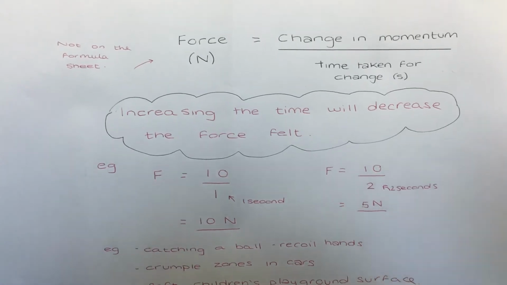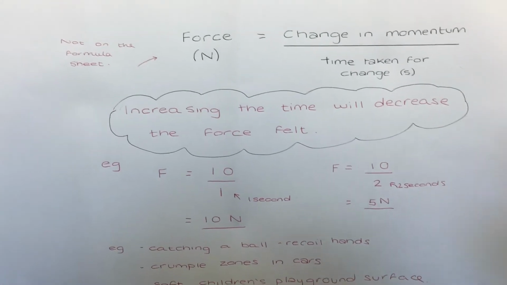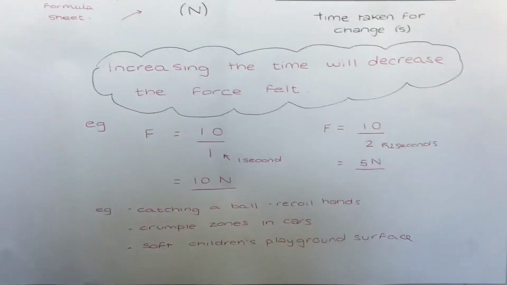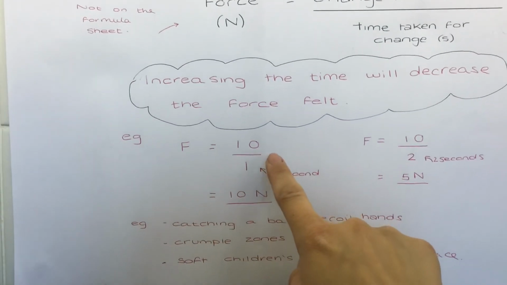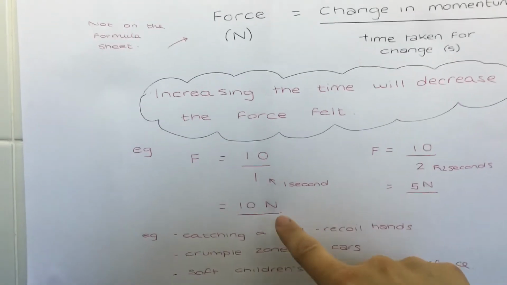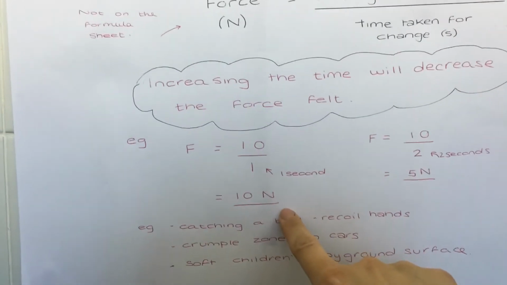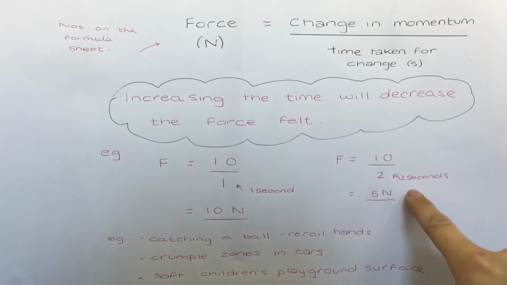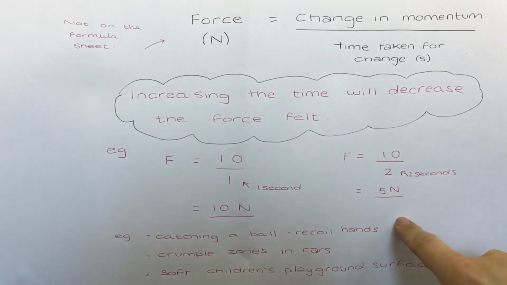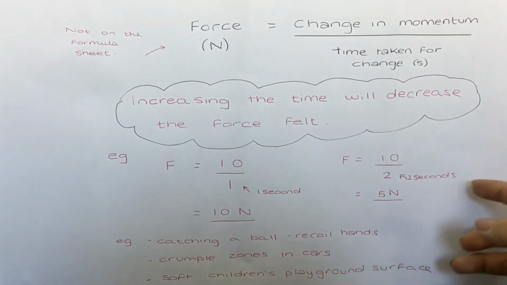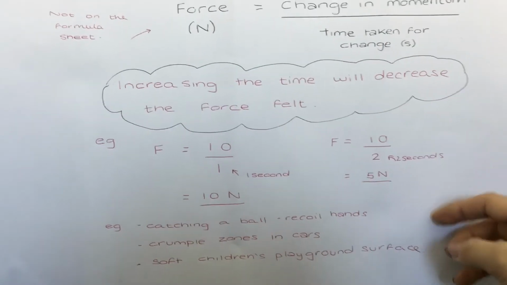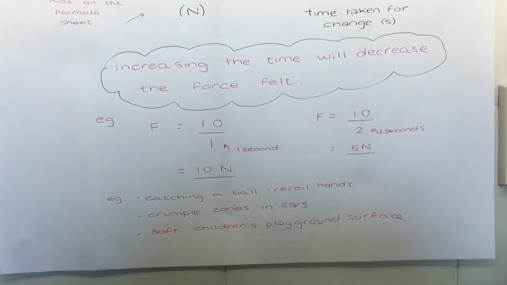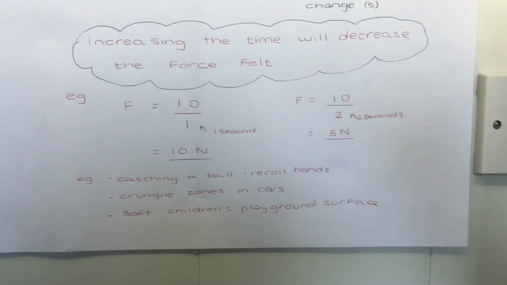Now, increasing the time taken for the change will decrease the force felt. So for example, if the change in momentum was 10 and it took 1 second for that change, then it'd be 10 divided by 1, so 10 newtons of force would be felt. However, if that time taken for change was 2 seconds, that then reduces it to 5 newtons, so it does make a difference.